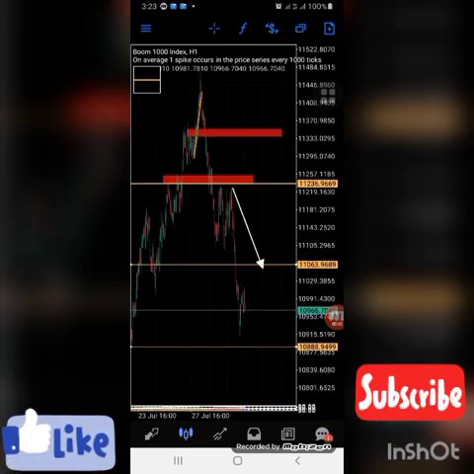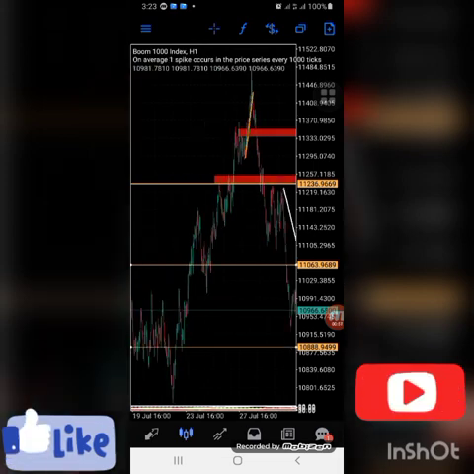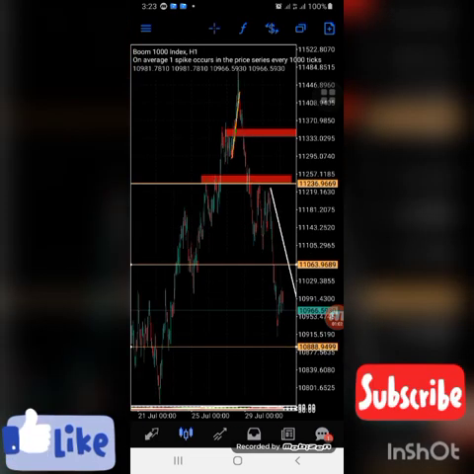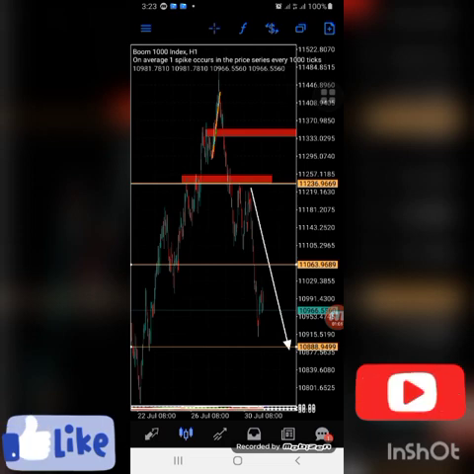That's where I'm expecting it to reach right now, this point here. To this point, that's where I'm putting my TP2. So if you took that trade, thank you, because you have made some profit for yourself.